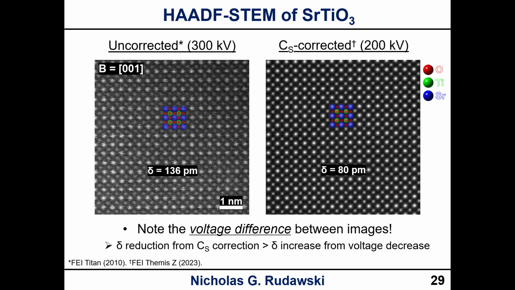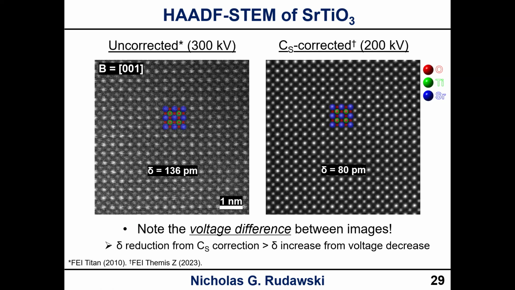And we also had to take the hit of going to a lower voltage, right? Because our wavelength got a little bigger, okay? But the improvement in the resolution from CS correction basically outweighs the increase we got from the voltage decrease, right? So it's that much more powerful, okay? And that'd be interesting to calculate, like, where is the cutoff point that uncorrected 300 keV is actually equal to corrected at some other voltage.